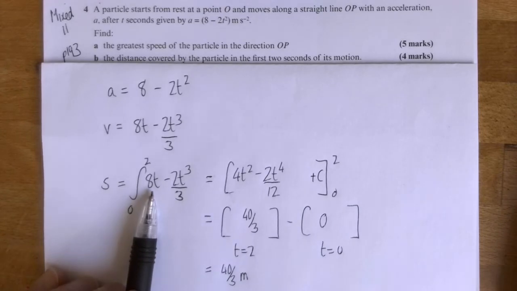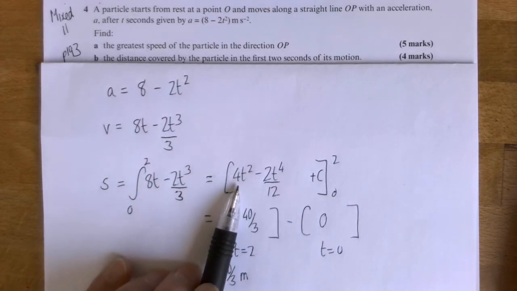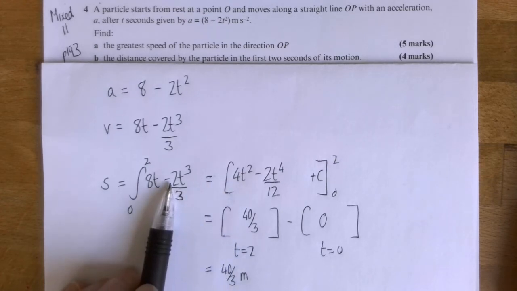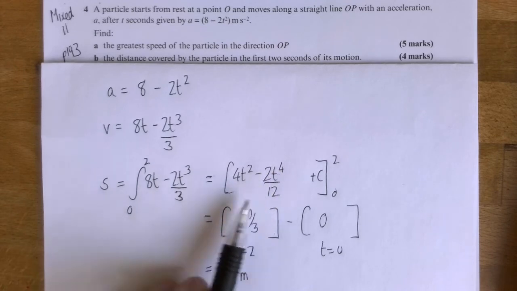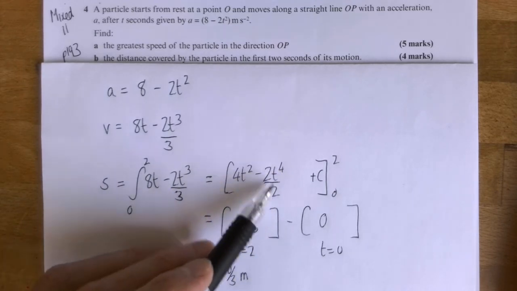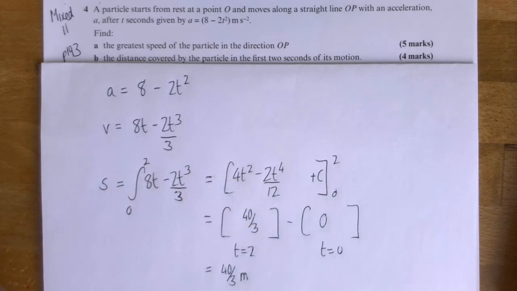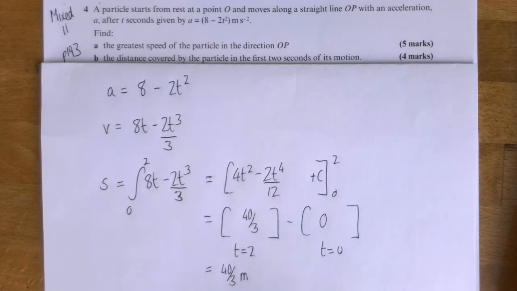Okay, so 8t becomes 8t squared divided by 2, which is 4t squared, and 2t cubed over 3 becomes 2t to the power of 4. Well, if you're already dividing by 3 and then you divide by 4, you're dividing by 12. Actually, I could have simplified that to t to the power of 4 over 6, but there we go. Plus c, but of course that c disappears, so we don't worry about it from now on. And I used my calculator to work out the two values, and that gave me my distance.